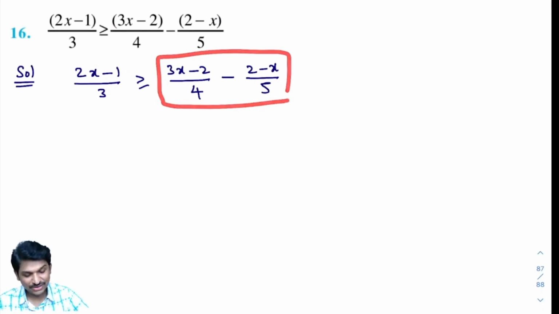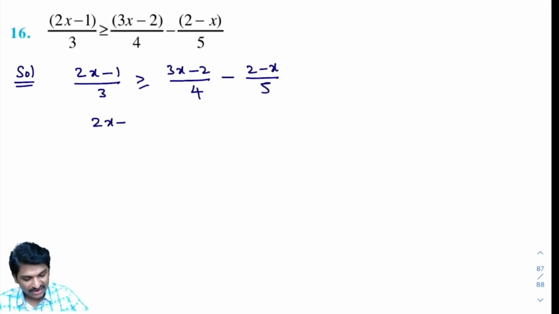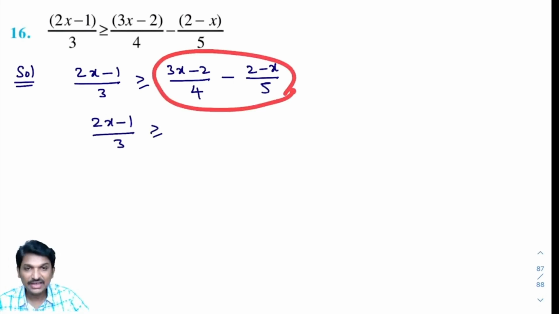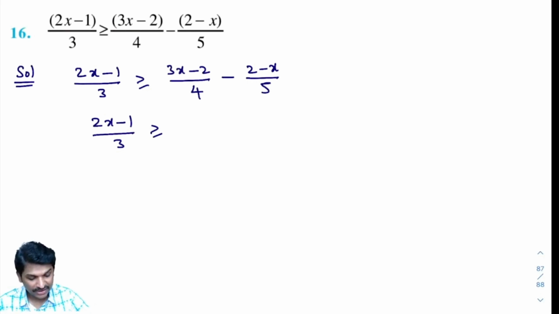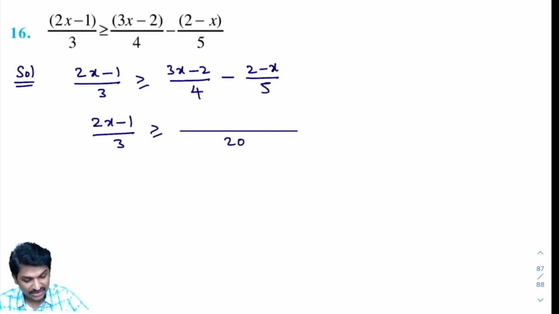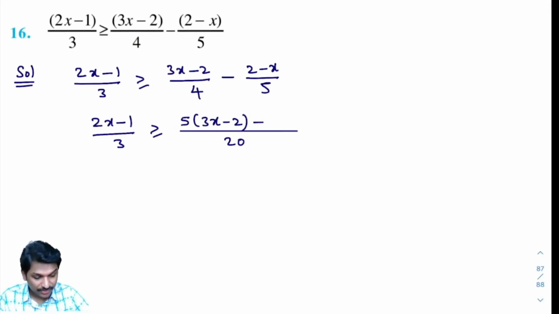Okay, right, good. So 2x minus 1 divided by 3 is greater than or equal to... how to simplify? LCM, right? 4 5s are 20. Now this 4 in this 20, 5 times, right? What you will get? 5 into 3x minus 2, minus 5 in this 20, 4 times. So 4 into 2 minus x.